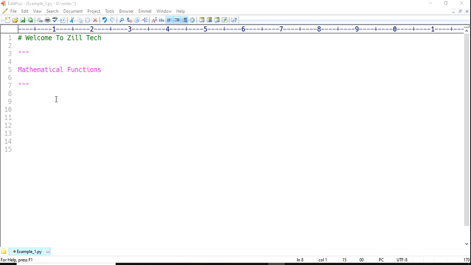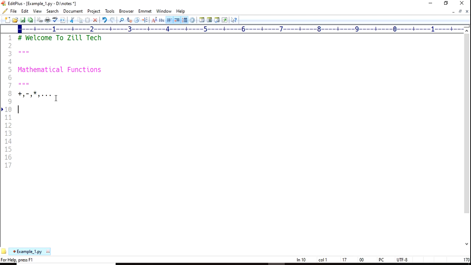Today we are going to be seeing about mathematical functions. Mathematical functions we already previously discussed, like the arithmetical operators: addition, subtraction, multiplication. These are also mathematical functions that we have been using. But other than this, we have some more mathematical functions which are not given as an operator.